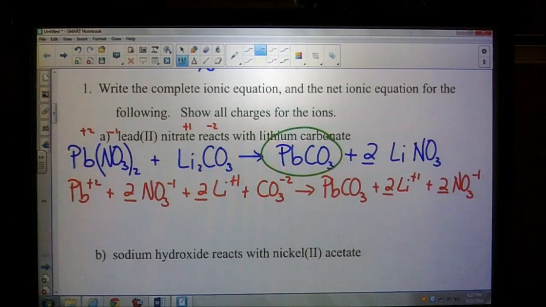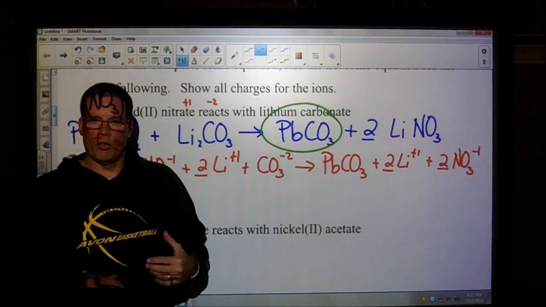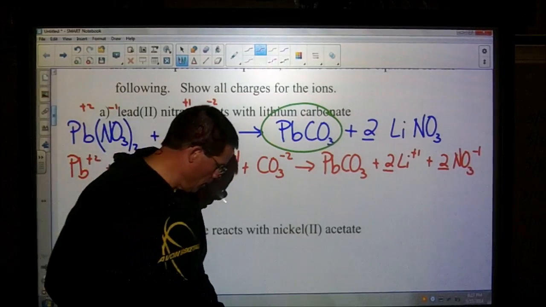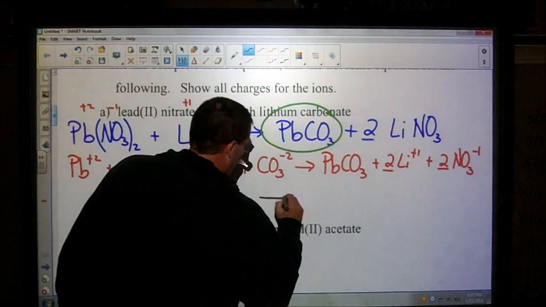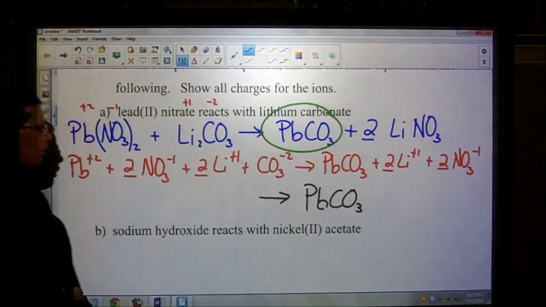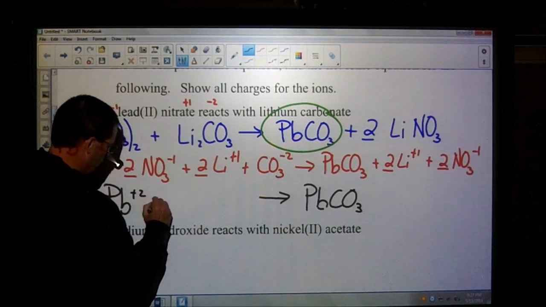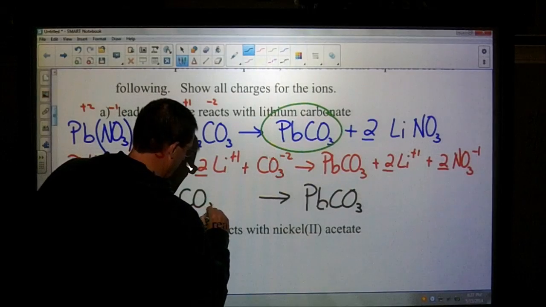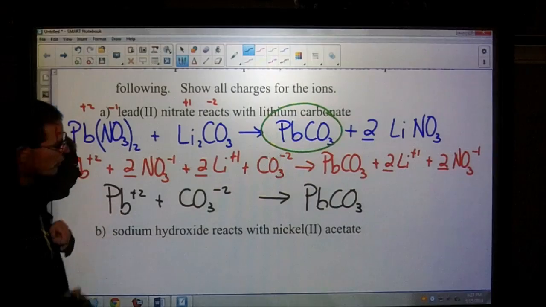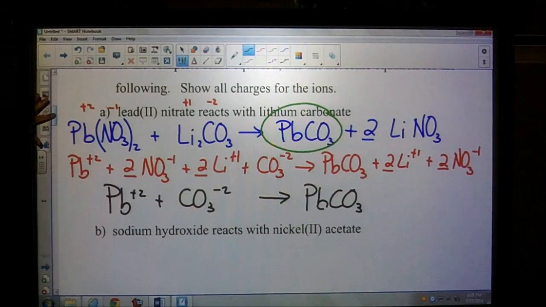This is the ionic equation. The net ionic equation only shows the formation of our solid or for forming pure water. So we know that we're going to have lead carbonate being produced. What makes up lead carbonate? Lead ions and carbonate ions. Again, only show that which is involved in the reaction. No spectators ever show up in our net ionic equation.